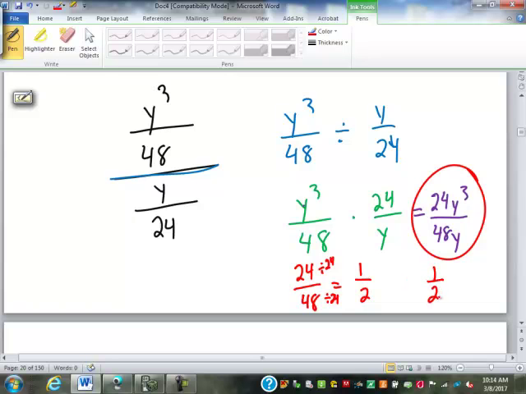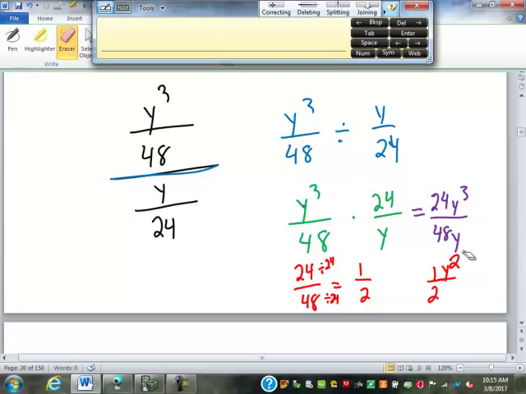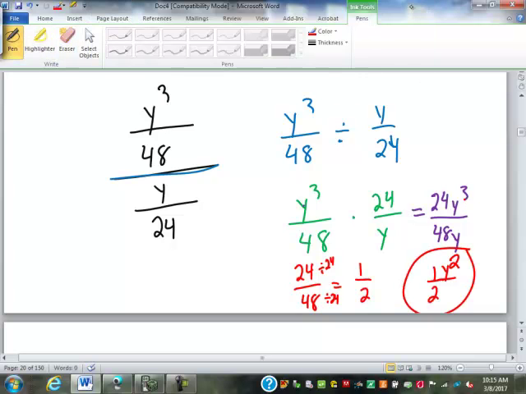So I've got 1/2. What happens with my variable? It goes on top because the larger power was on top. And it's going to be a power of 2, because 3 minus 1 is 2. So that's going to be 1y squared over 2, or just y squared over 2 would work as well. Well, that is the ugliest of it, pretty much.